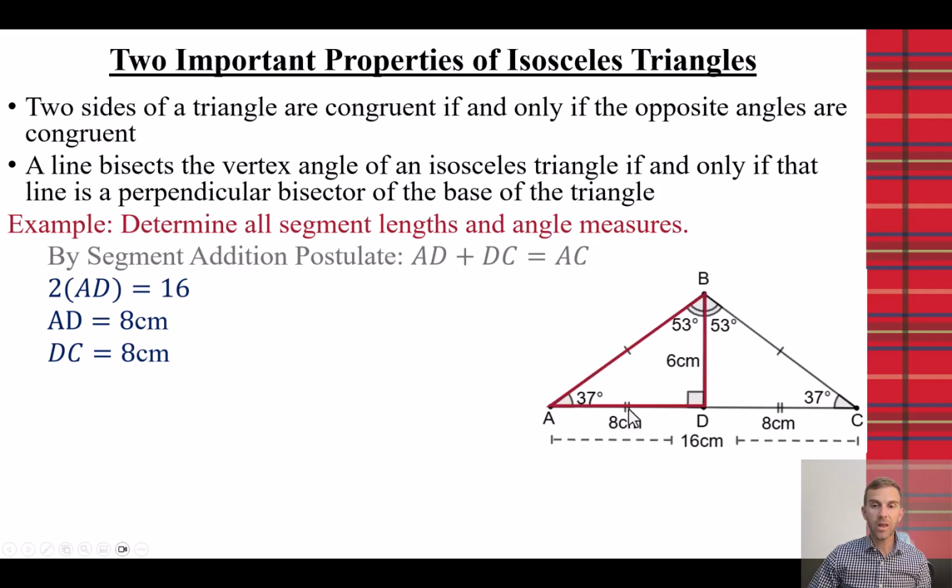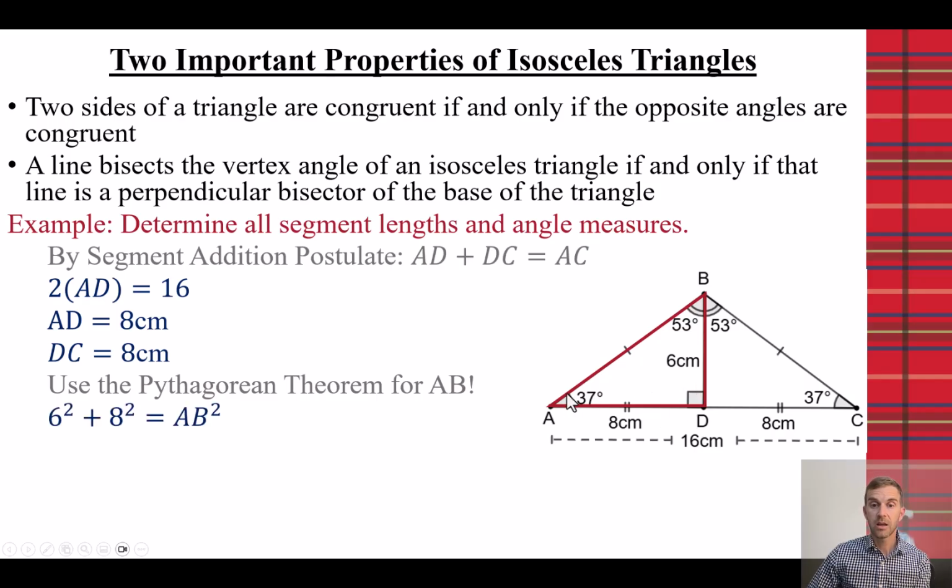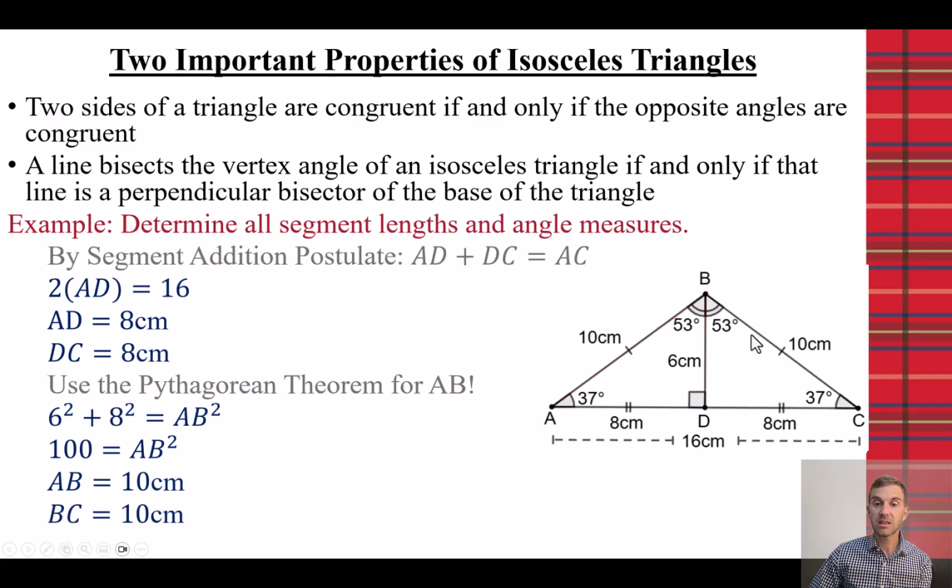Now I've got one last thing to figure out, which is how do I figure out AB or BC? Well, look what shape we have there. It's a right triangle. And one of the things we know about right triangles and their sides is we can use Pythagorean theorem to figure out segment AB's length. So I've got 8 squared plus 6 squared will equal that hypotenuse squared. And when I simplify that, I'll get a length of 10 centimeters, which means that AB and BC must both be 10 centimeters.